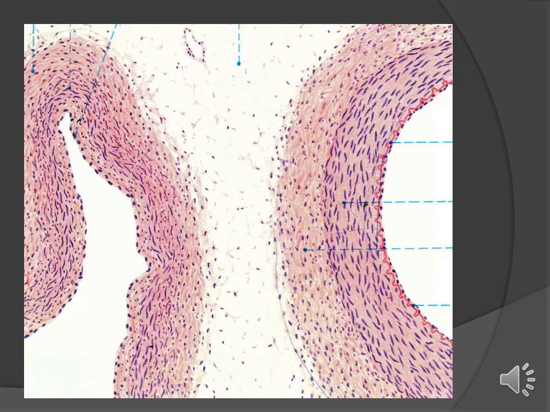The layers in the vein and the boundaries are hardly visible. Tunica media is best developed in the artery. Tunica adventitia is best developed in the vein. The veins may contain valves in the lumen, which are absent in the arteries.